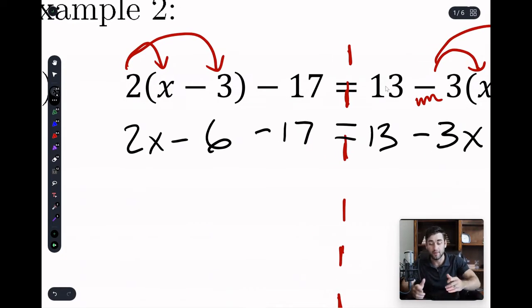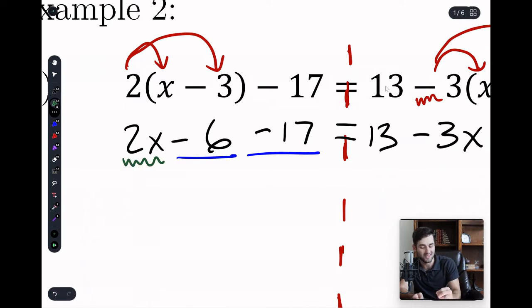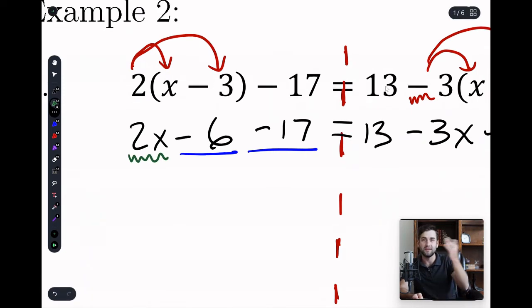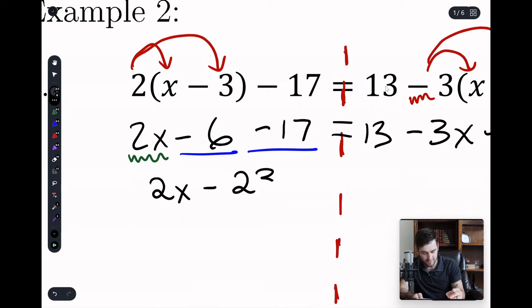So here we're going to combine the two things that look alike. So this and this look alike, right? The 6 and the 17. You know what doesn't look like it? This 2x. It looks weird, right? So what's negative 6 minus 17? Ooh, here's some brain math. Negative 23? If I'm wrong, tell me. So we're left with 2x minus 23.